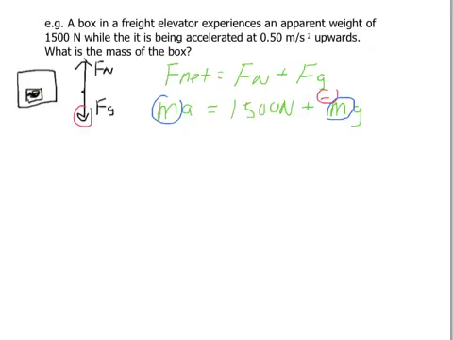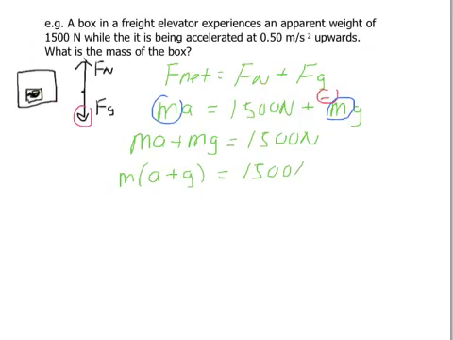Let's add mg to both sides so that they're on the same side of the equation. So on the left-hand side, we have ma plus mg equals 1,500 newtons. Factor out the m: m times (a plus g) equals 1,500 newtons. Divide both sides by a plus g. And now we can substitute in some numbers.